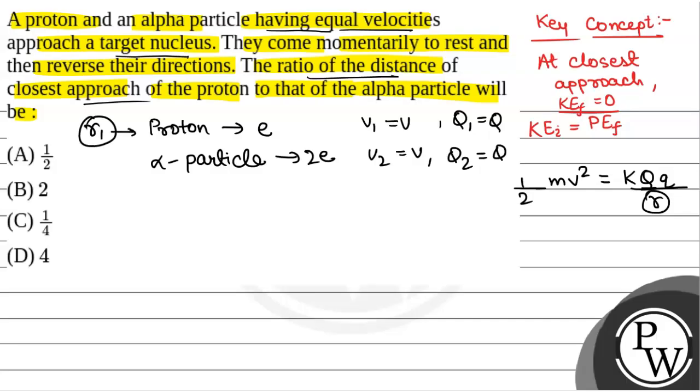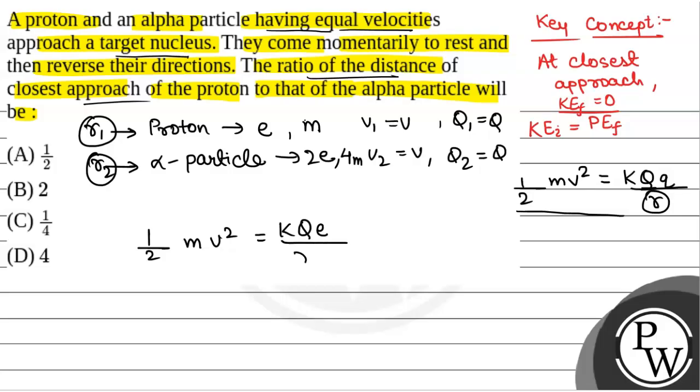Now we have to find the ratio of distance of closest approach. So we are taking r1 as distance of closest approach for proton and r2 as distance of closest approach for alpha particle. If mass of proton is m, then mass of alpha particle is 4m. So for proton, half into m into v squared is equal to kQe by r1. So from here we will have r1 is equal to 2kQe by mv square.